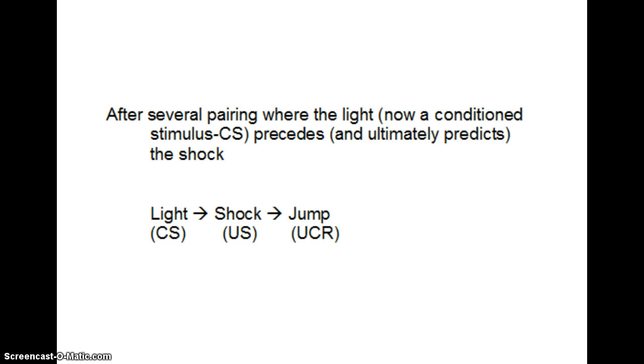If we take that unconditioned stimulus and pair it with the original neutral stimulus of the light, which we'll now call a conditioned stimulus, we'll pair that 10, 20, 30 times. So after several pairings where the light, now a conditioned stimulus, or a CS, precedes and ultimately predicts the shock, which is our US, we're going to see that unconditioned response, in this case jumping.